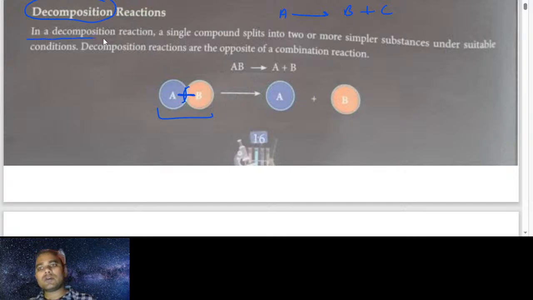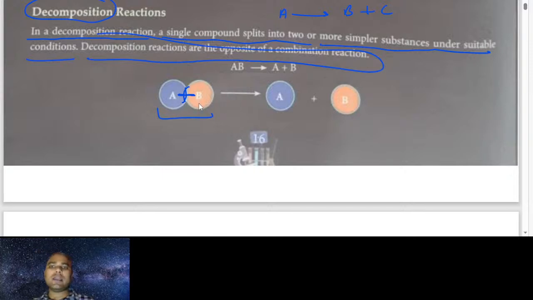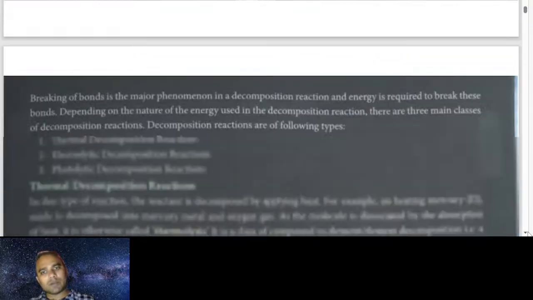In a decomposition reaction, a single compound is split into two or more simpler substances under suitable conditions. Decomposition reactions are the opposite of combination reactions. So AB goes to A plus B. It can also be that A splits into B plus C plus D, anything is possible, it can split into many compounds. Now, let us see the examples.